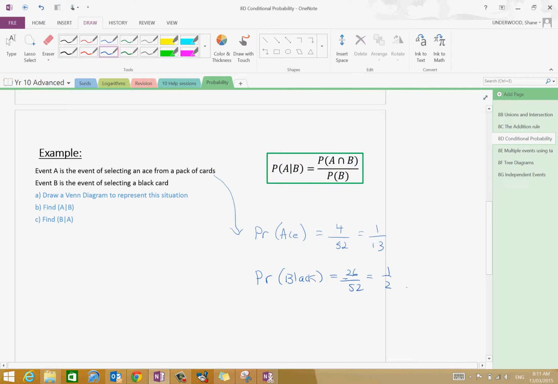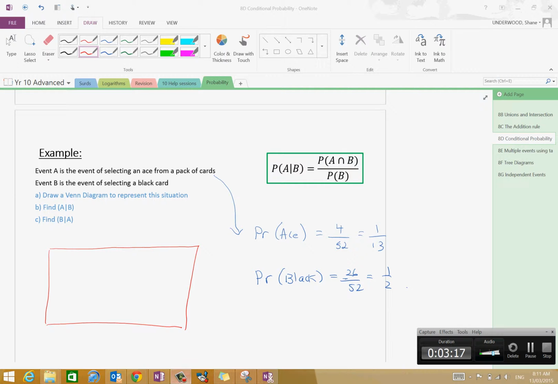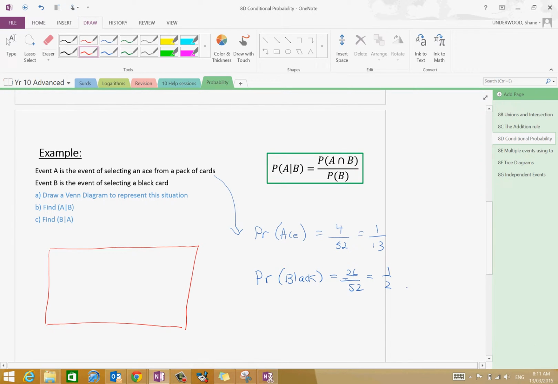Now we can draw a Venn diagram to do the situation. So let's do it, and you might want to pause the video and have a go yourself at this question. I'll get you to pause it now and have a go at this question using this rule up here. Okay, so let's go ahead and do this together. I hope you've actually had a go.